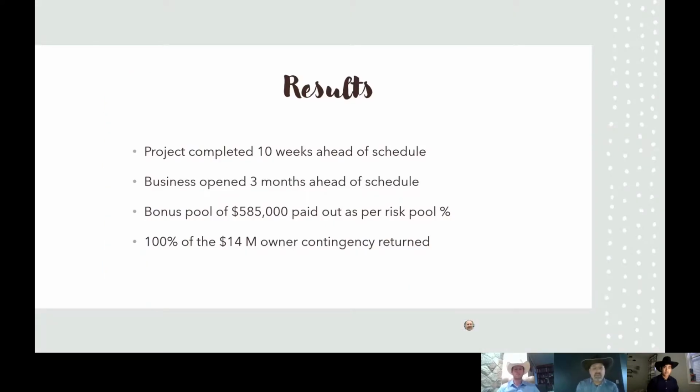And so to sum up the results for this case study that was done, they completed the construction 10 weeks ahead of schedule, and the business was able to open 3 months ahead of schedule. There was a bonus pool of $585,000 that paid out as per that pie chart that I showed you. And 100% of the $14 million that was put into contingency was returned to the owner.